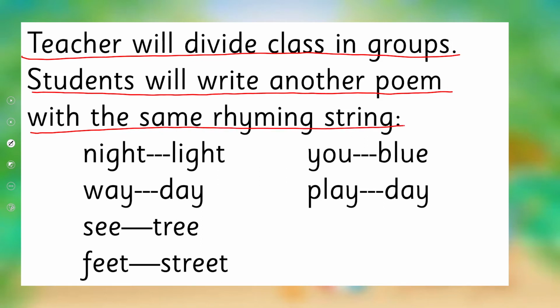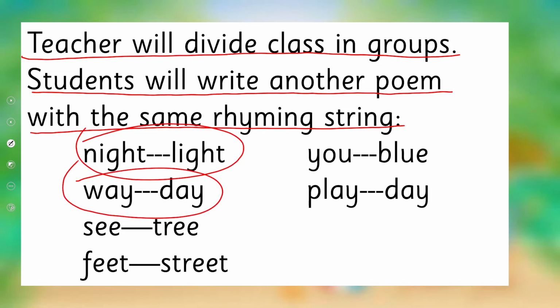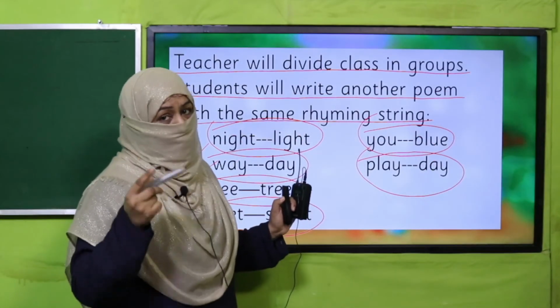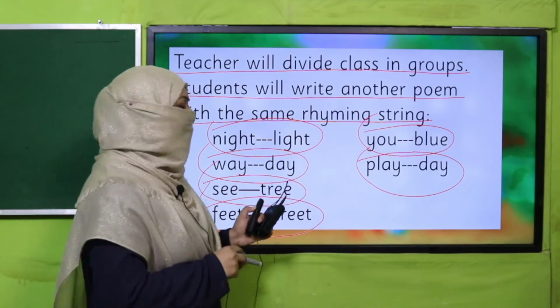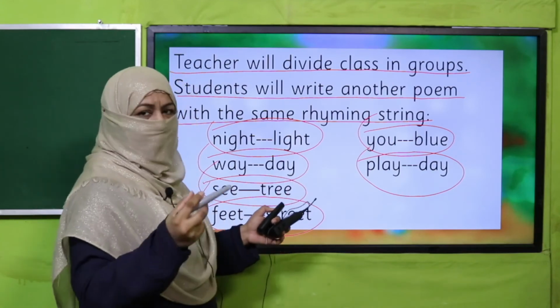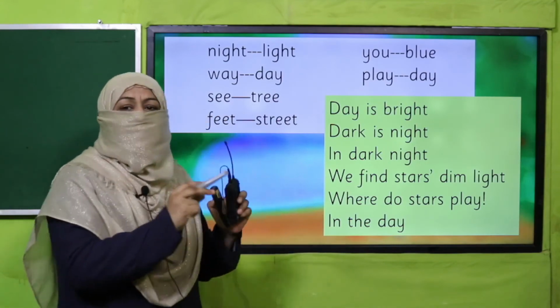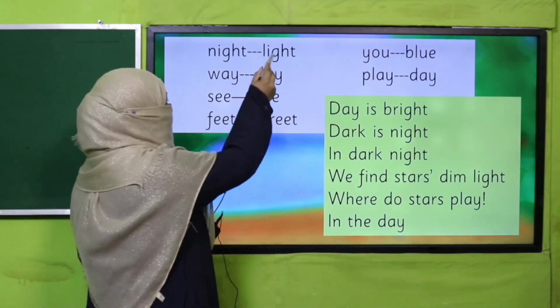Okay, beta, so the poem you just completed, the rhyming string in this poem is night and light, way and day, sea and tree, feet and street, you and blue, play and day, right? These were the rhyming words. So using the same pairs of rhyming words, you have to write a poem on your own. Can you do that? Okay, I'm going to show you a specimen, a pattern, how we can do. So I wrote one for you. You can select any pairs of rhyming words.